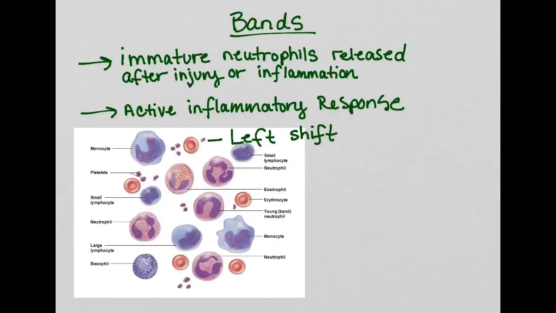Now, bands are basically just immature neutrophils. If we look inside this one here, this purplish thing, that is a neutrophil or a band. Bands are basically baby neutrophils. If those are being released, then you know that there's pretty much a big infection going on, that your body feels that it needs to even release the immature cells to go and fight the injury or inflammation or infection.